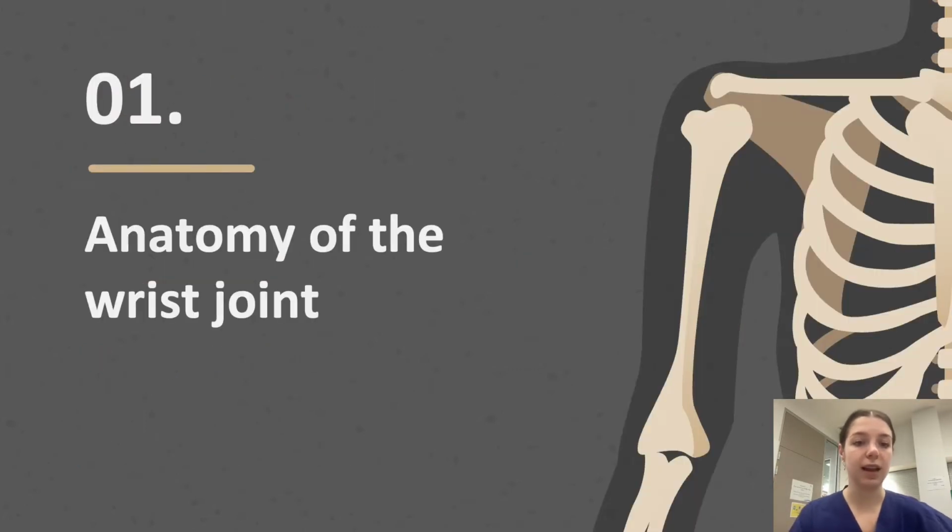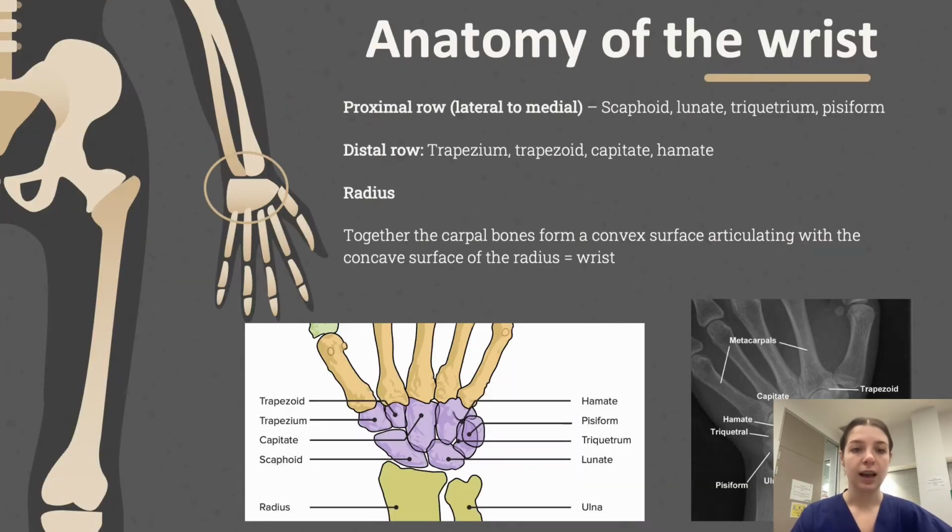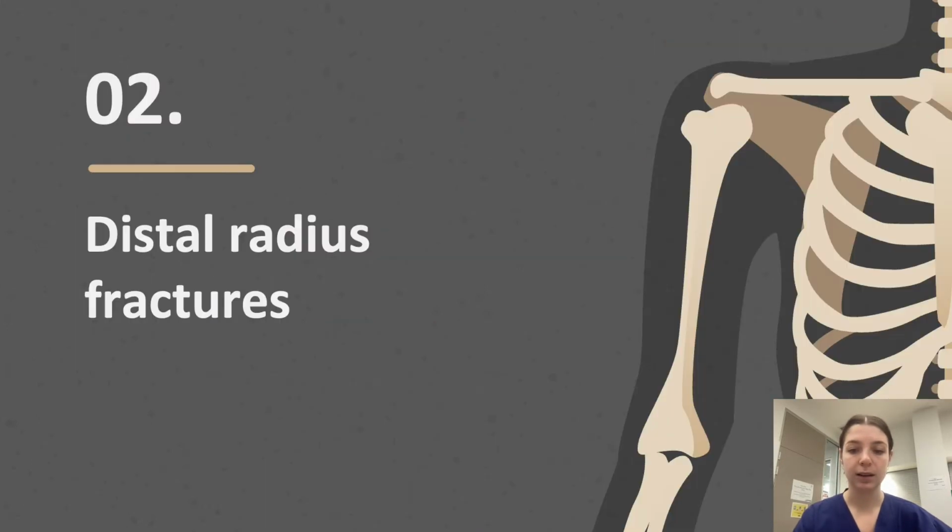So starting with the anatomy of the wrist joint, it is made up of the carpal bones and the radius. Your proximal row here is made up of your scaphoid, lunate, triquetrum and pisiform bones. The distal row is made up of your trapezium, trapezoid, capitate and hamate. And they of course articulate with the radius, and it is the carpal bones forming a convex surface that articulates with the concave surface of the radius that forms your wrist joint.